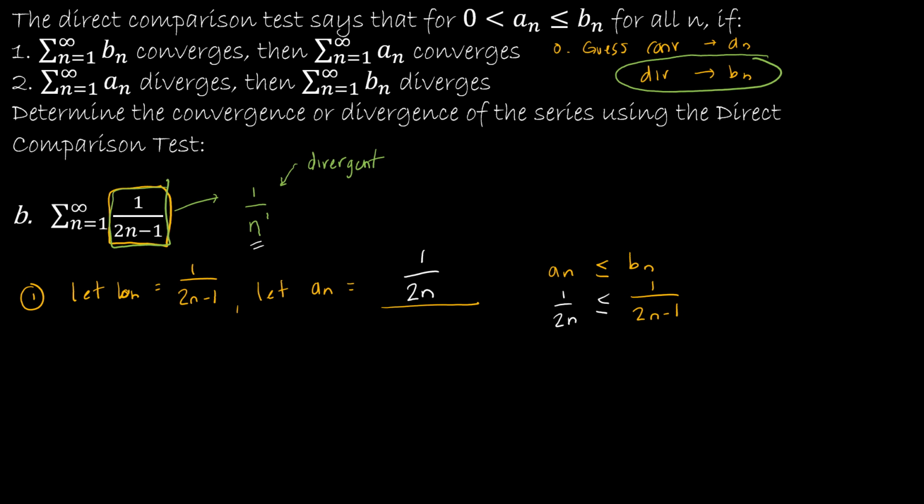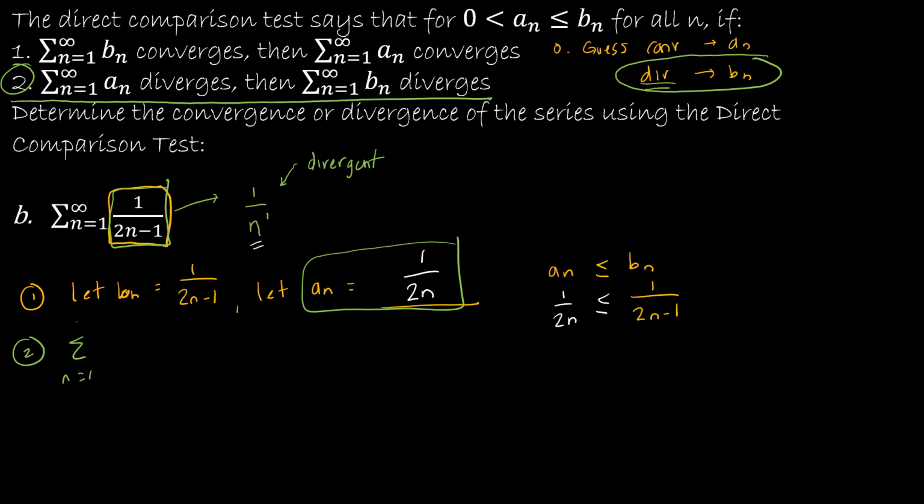So I'm going to use 1 over 2n, which means then step 2 is to take a look at this function, and I'm going to show that that function diverges. So I'm using step 2 that says we're going to take a look at the summation as n equals 1 to infinity of 1 over 2n. I'm going to rewrite this as 1/2 times the summation as n equals 1 to infinity of 1 over n.